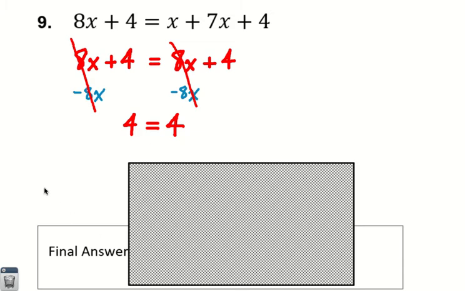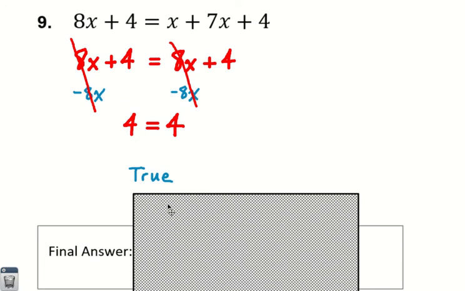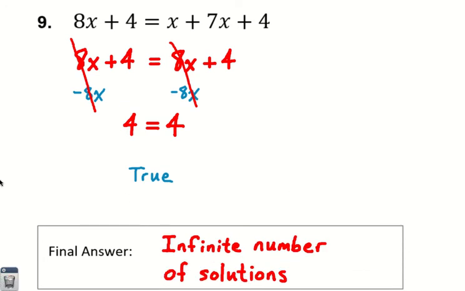When the x's totally cancel out completely, what you're left with is either true or false. So 4 equals 4, is that a true statement or a false statement? It's a true statement. Of course 4 equals 4. And when it's a true statement, what does that mean? It means an infinite number of solutions. And in fact, to be a little more specific, that means all real numbers are solutions.